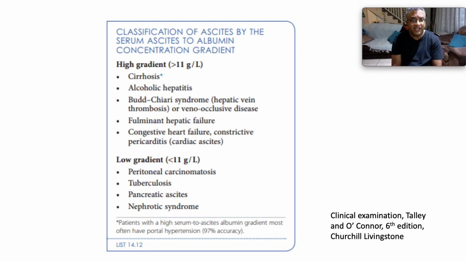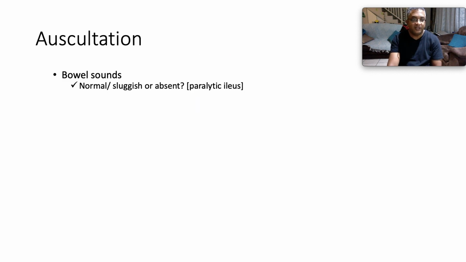And the causes of high SAAG ascites are cirrhosis, alcoholic hepatitis, Budd-Chiari syndrome, which is otherwise known as hepatic vein thrombosis, together with its friend veno-occlusive disease, fulminant hepatic failure, congestive heart failure, constrictive pericarditis, and the setting of cardiac ascites. But if the SAAG, which we said was the difference between the serum albumin and the ascitic fluid albumin, is less than 1.1, it speaks to the cause not being due to some degree of portal hypertension, so-called exudative cause of the ascites. The main culprits there are peritoneal carcinomatosis, tuberculosis, pancreatic ascites, sometimes nephrotic syndrome, especially after you leave your Lasix.